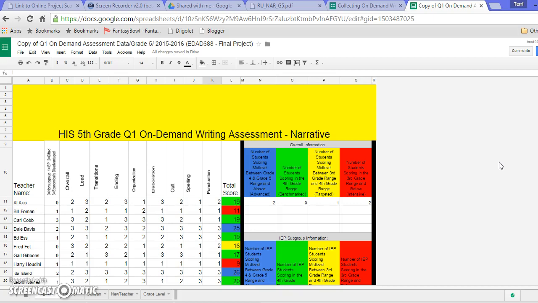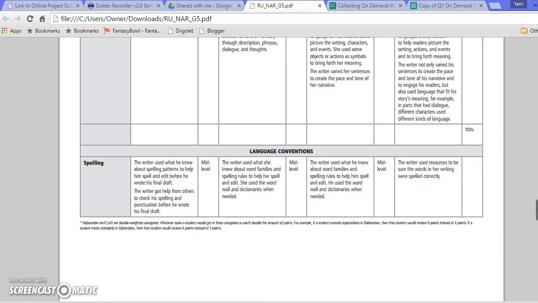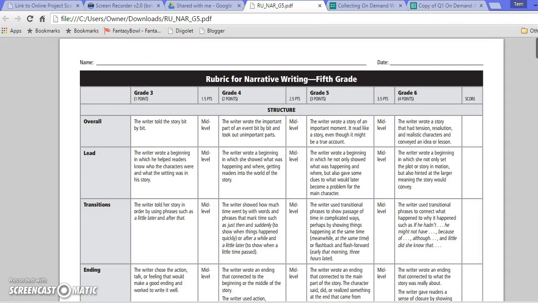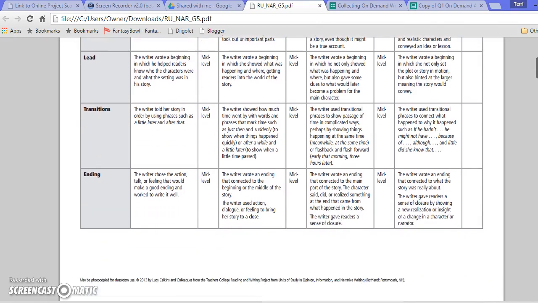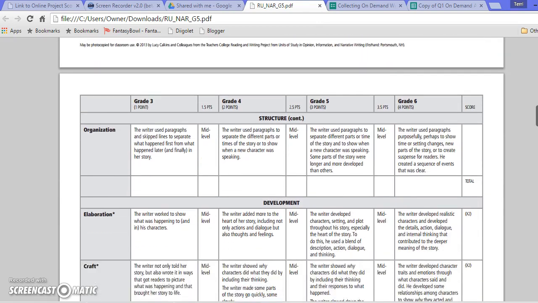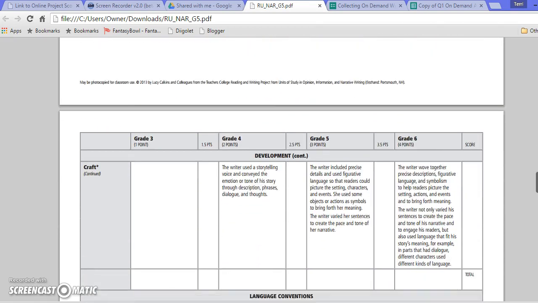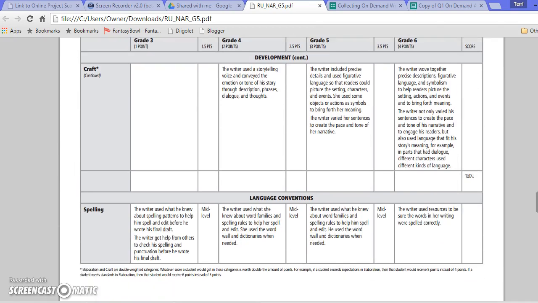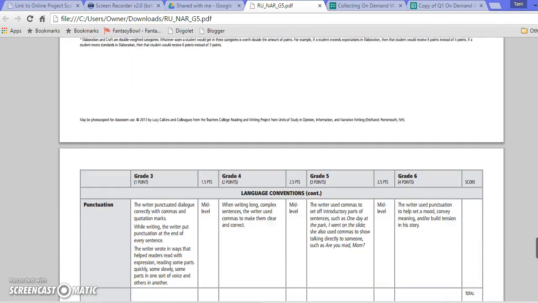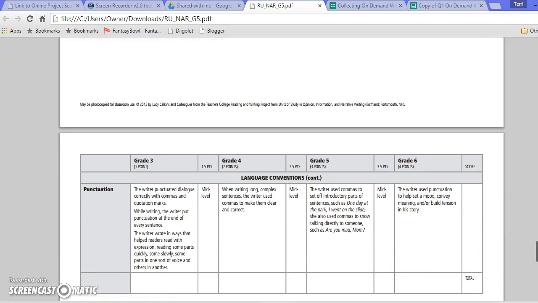is indicating. So the way the assessment will work next year is that the 5th grade students will be taking, at the beginning of the year, a narrative writing on-demand assessment in which they write a narrative of their choosing, and then they use this rubric from the Lucy Calkins kits to score the students' writing in these areas: overall, in their lead, in their use of transitions, in their conclusion or ending, also to score their organization of their writing, their elaboration of their writing, the type of craft that they used, and further the rubric reflects the spelling development that the assessment is showing and how well the student is using punctuation in their writing.